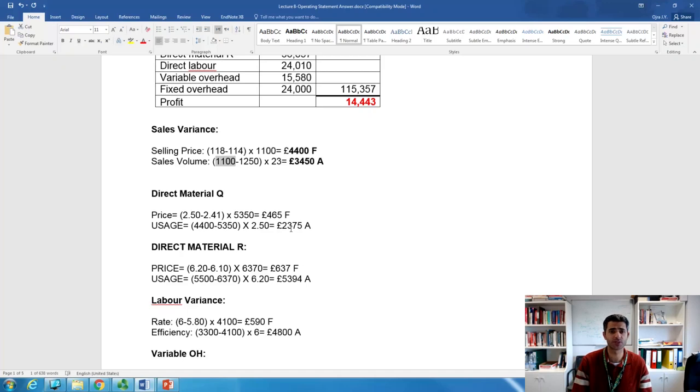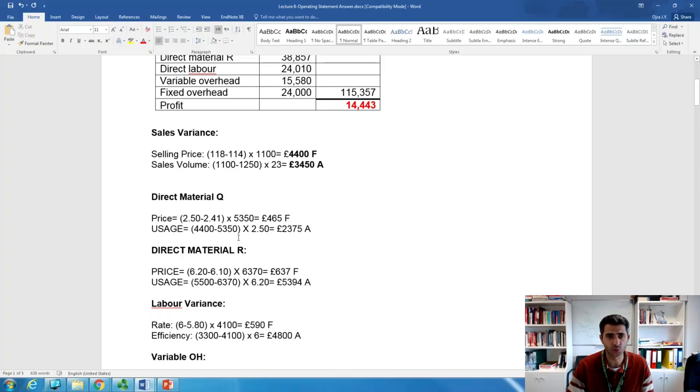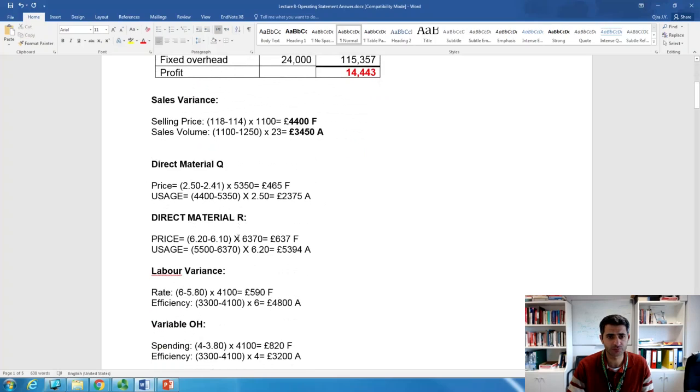Okay, that's all to do with sales variance. Now let's move to material Q. In terms of material Q, as I mentioned, material is divided into two variances, which is the price variance and the usage variance. In terms of the price variance, again, if you remember the formula, which is standard price minus actual price divided by actual quantity.